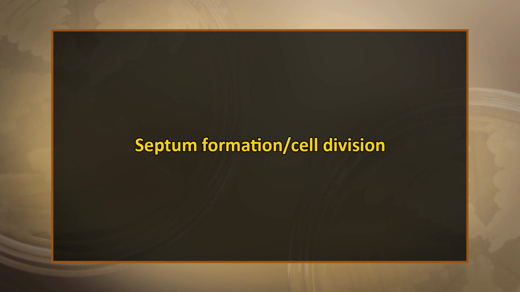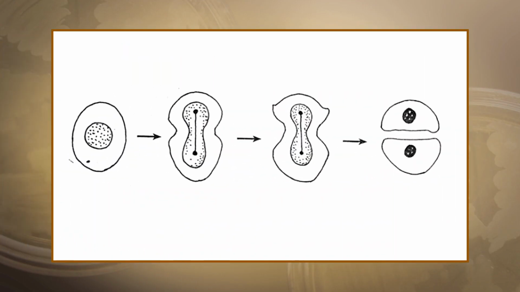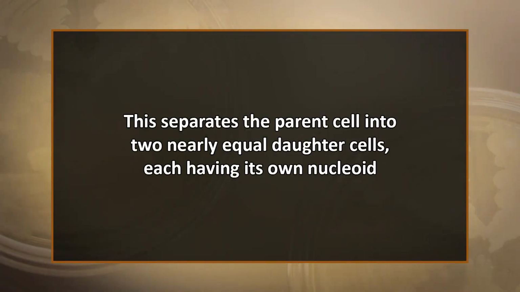Now, septum formation or cell division. A peripheral ring of plasma membrane invaginates and grows centripetally to form a double membranous septum. Wall material is deposited between the two membranes of the septum. This separates the parent cell into two nearly equal daughter cells, each having its own nucleoid.